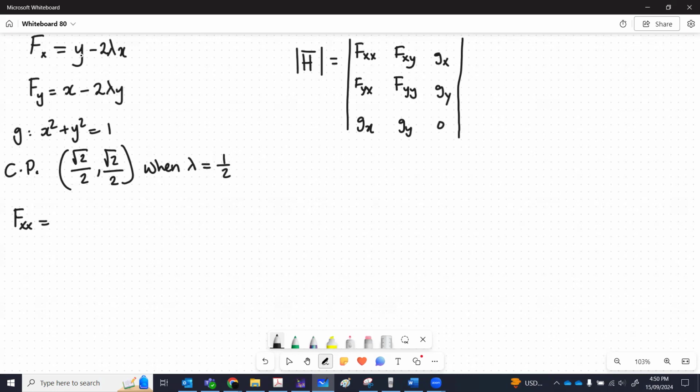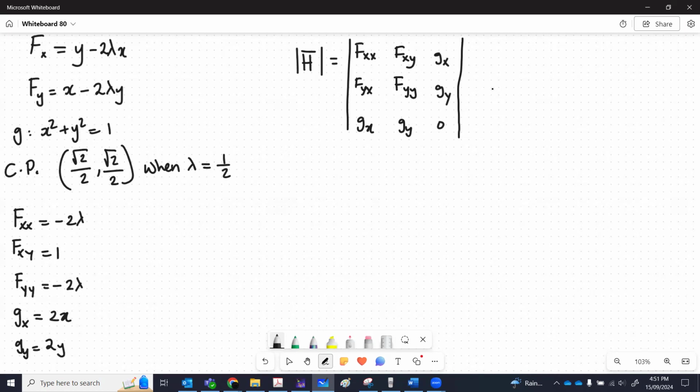fxx, the derivative of this one is 0. The derivative here is minus 2 lambda. Then fxy is just 1. Fyx is obviously also just equal to 1. And then fyy is equal to minus 2 lambda. Okay, then we need g partially differentiated with respect to x. We get 2x. And then g partially differentiated with respect to y, we get 2y.